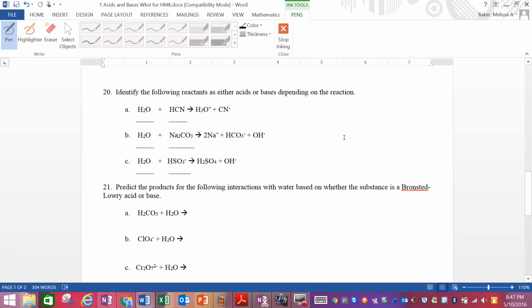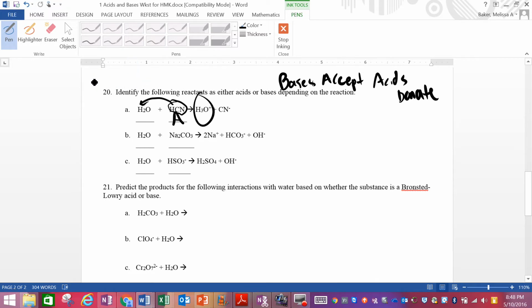Identify the reactants as acting as an acid or a base. Don't forget your bases accept a hydrogen and acids donate a hydrogen. It spells BAD. Write it out, it helps you. So like here we go, we've got this H going to H2O, so this is donating a hydrogen. It must be acting as the acid. The H2O now became H3O, so that must be acting as a base. It accepted a hydrogen.